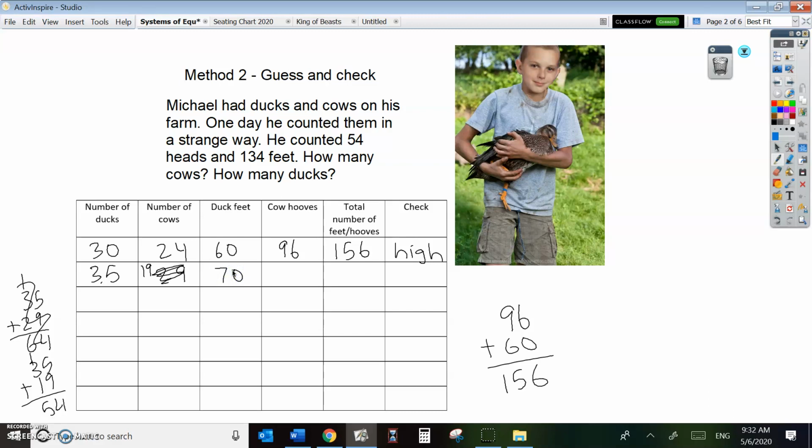19 cows will have 19 times 4. It's going to be 76. And that's 70 plus 76, which is 146. So we're still high, but we're closer. Now we already know the solution is 41 ducks and 13 cows because we figured that out. But this method here using this table would also be useful for us.